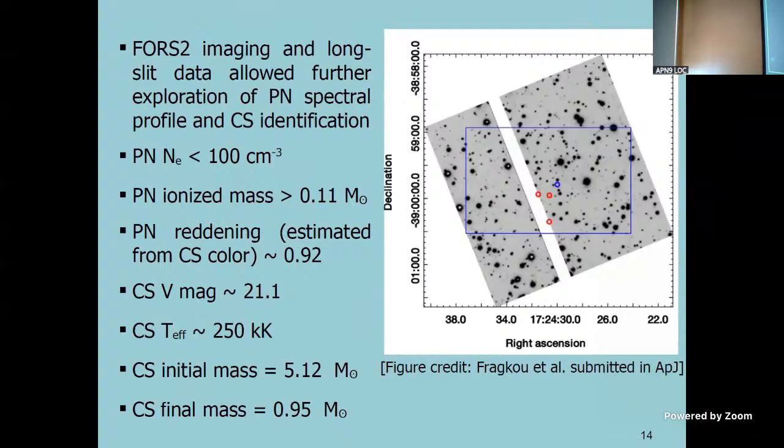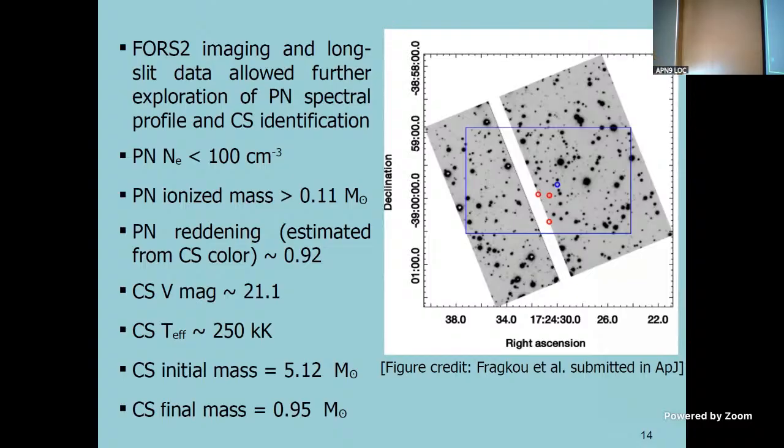Additional data from FORS2, with imaging and long-slit spectroscopy, allowed the further exploration of the spectral profile and the identification of the central star. The electron density was found to be in the low density limit, and the ionized mass was found to be larger than 0.11 solar masses. And the reddening that was estimated from the color of the central star, the identified one, was found to be around 0.9.